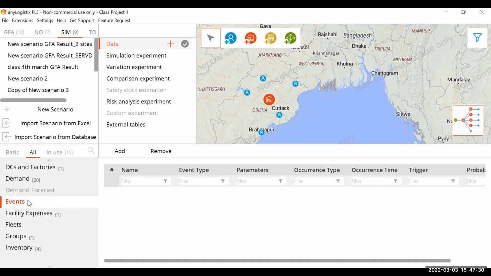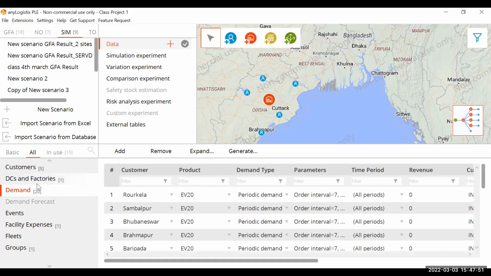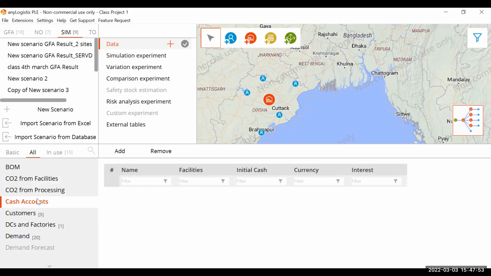So events actually will be helpful when you do a risk analysis. Events is basically, let's say COVID happened, or some of the warehouses or factories need to be closed, right? So this is something we'll do towards the end of our analytics class, when we discuss risk analysis. The demand is done. This is factories, customers. I think that's it. Those are the few things.